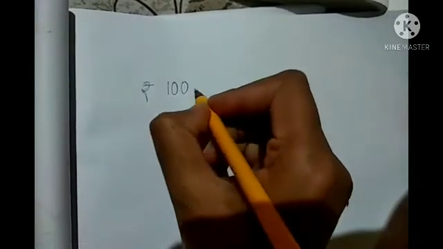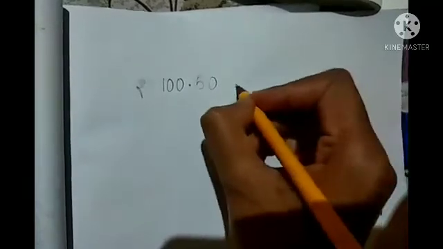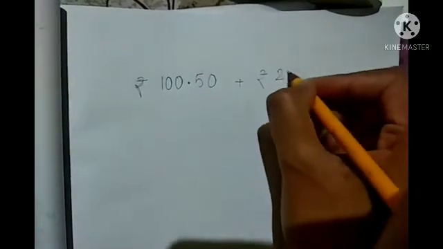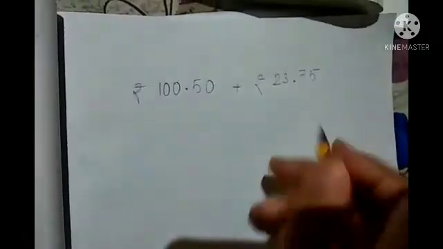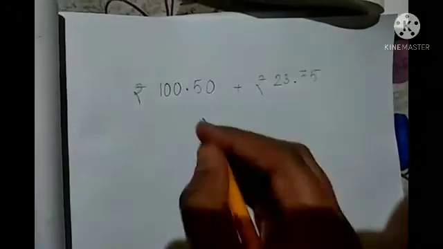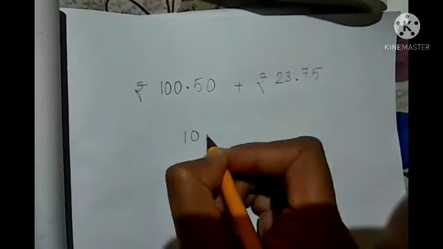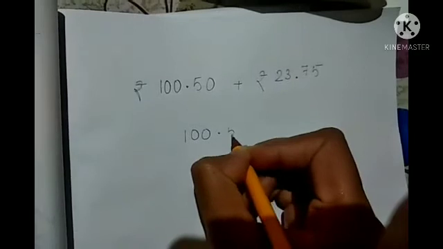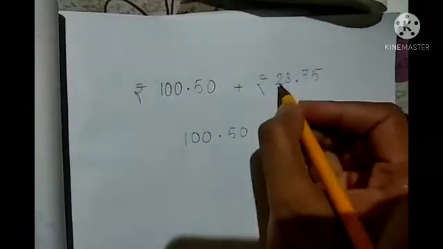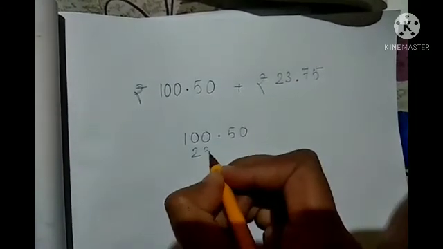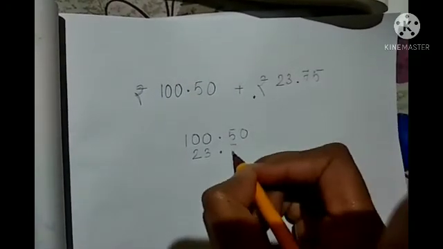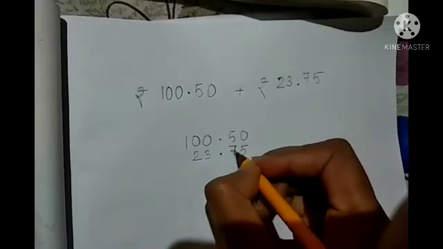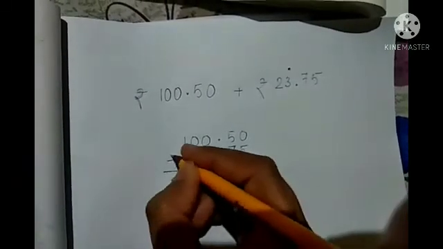Suppose I want to add rupees 100.50 paise plus rupees 23.75 paise. Okay, these two amounts we have to add. So let's write it first. 100 rupees, so you can write 100, then 0.50, that is 50 paise, and here 23 rupees, so it should be 23. Like this way you have to write. Then 0.75, that means 75 paise. Now let's add it.